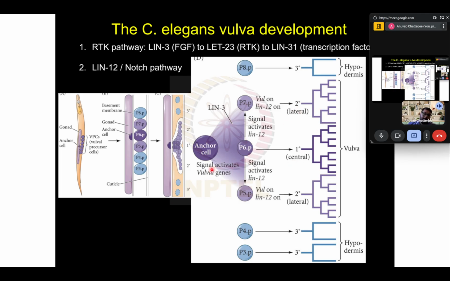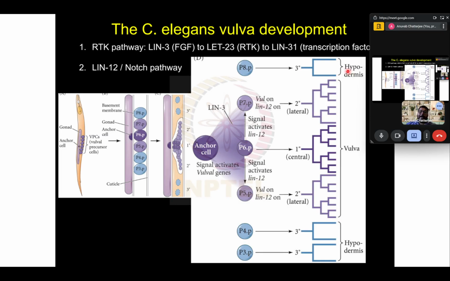So this is what we see. P6P always forms the primary structure, the central part of the vulva. P5P and P7P form the lateral parts of the vulva, and all the others, P3P, P4P and P8P, do not receive any signal from the anchor cell and form tertiary structures, which are essentially the hypodermis surrounding the vulva.